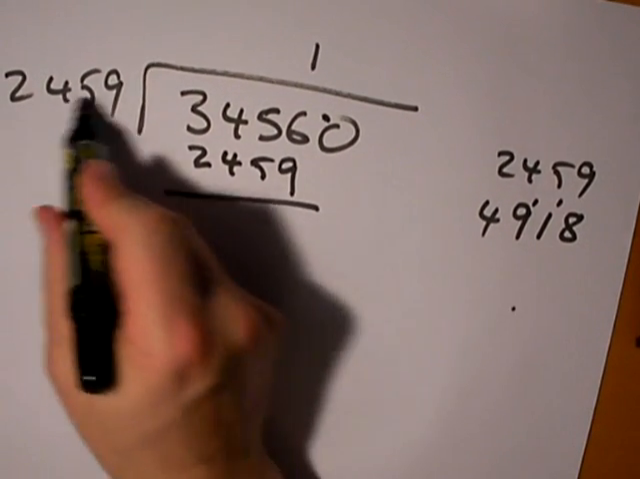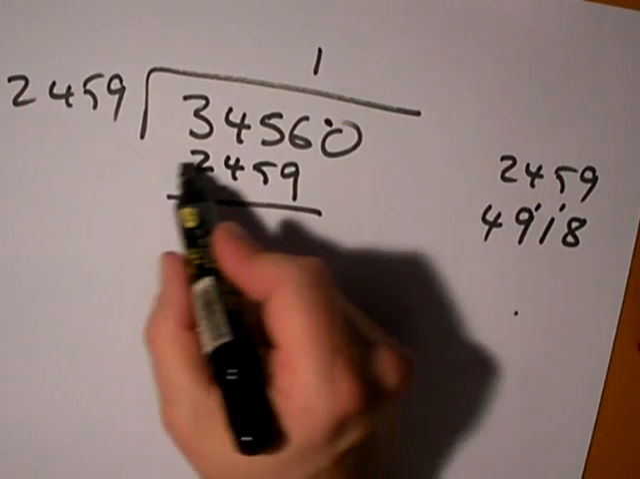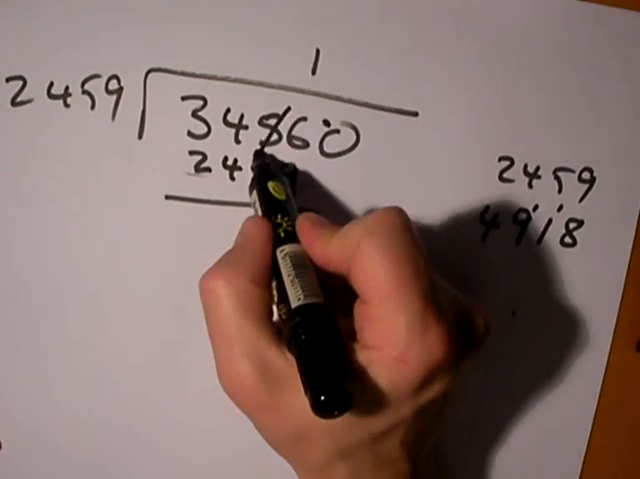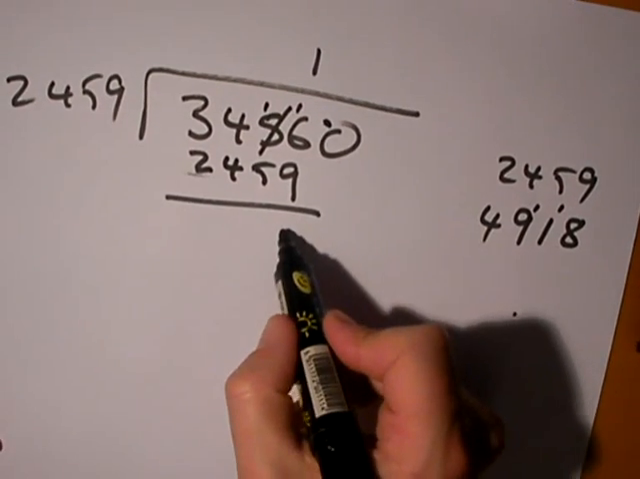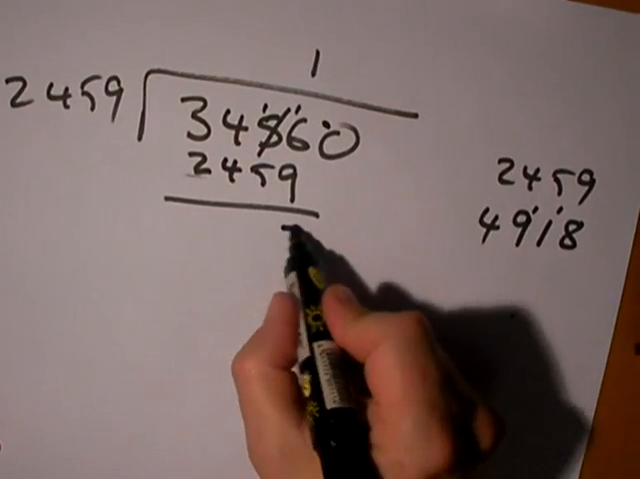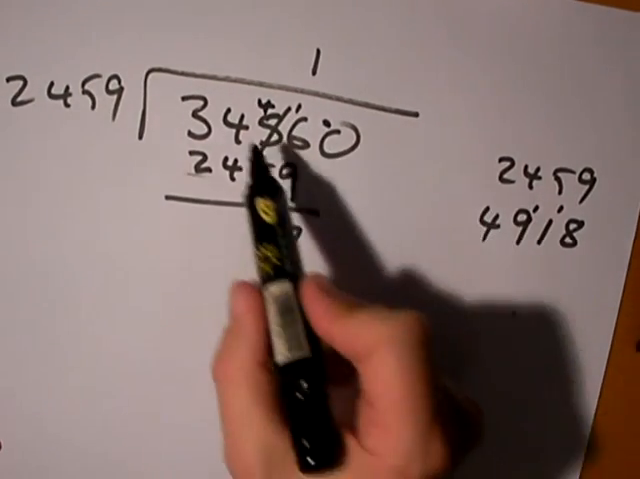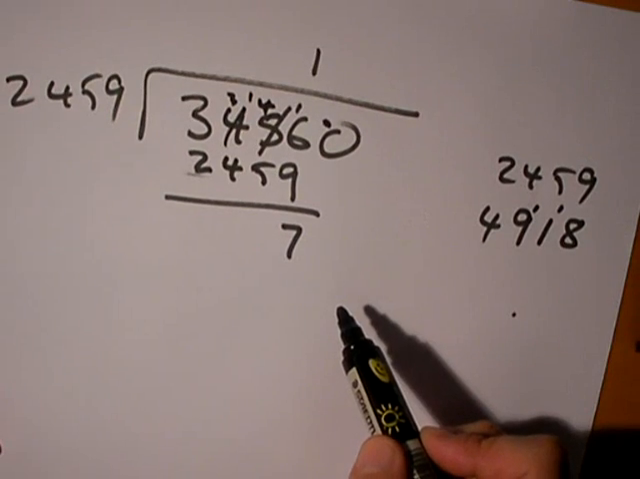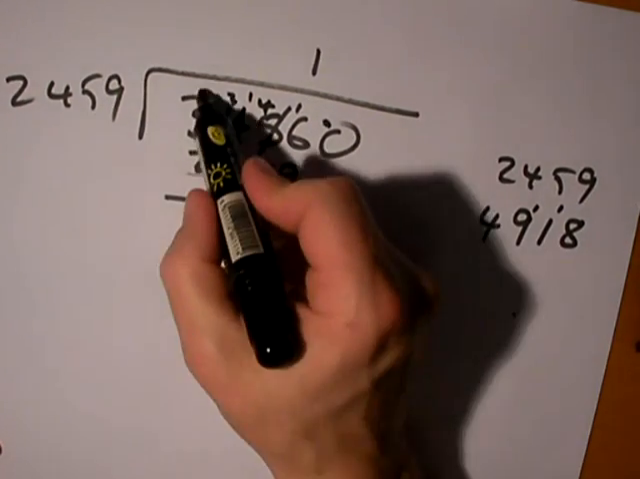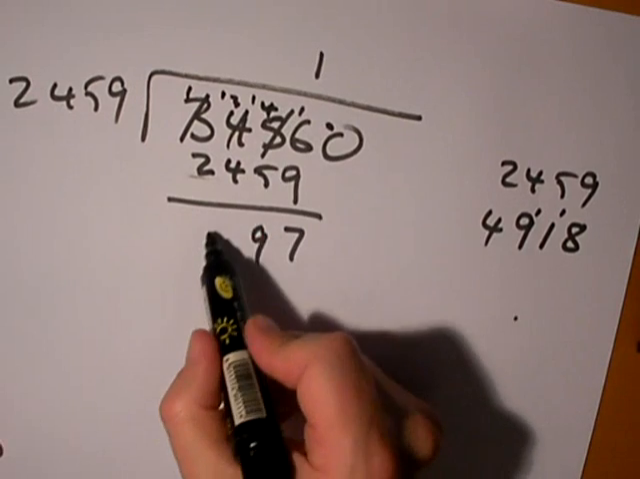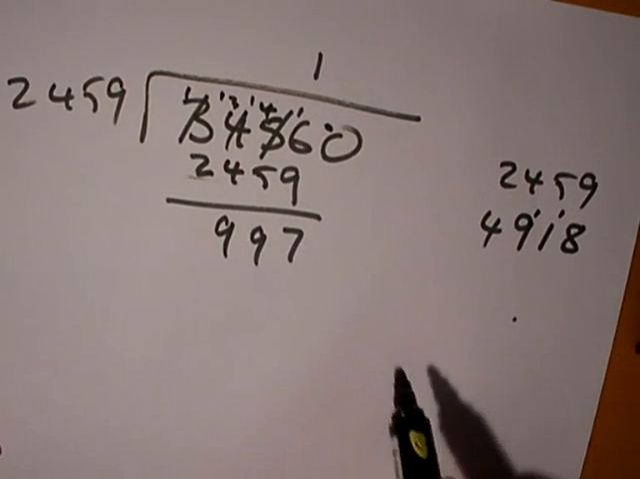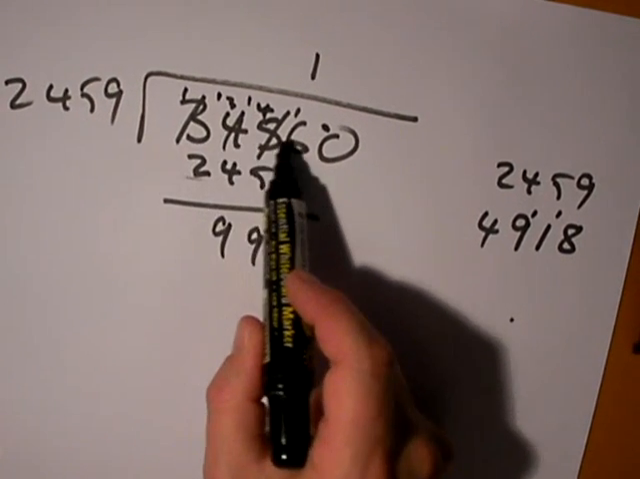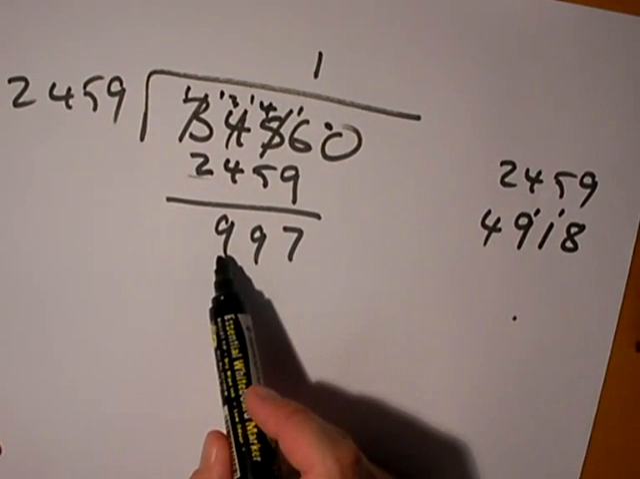Now it's only 1 going into 3456, so I'm only going to put 1, 2, 4, 5, 9 underneath. I'm going to have to work it out. Let's start doing some subtraction. 16 take away 9 is 7. That gives me 4, so 4 take away 5 can't do. Let's do a little working out there. That gives me 9 again, and then 9, and I've got 997. So how many 2459 go into 3456? 1, remainder 997.